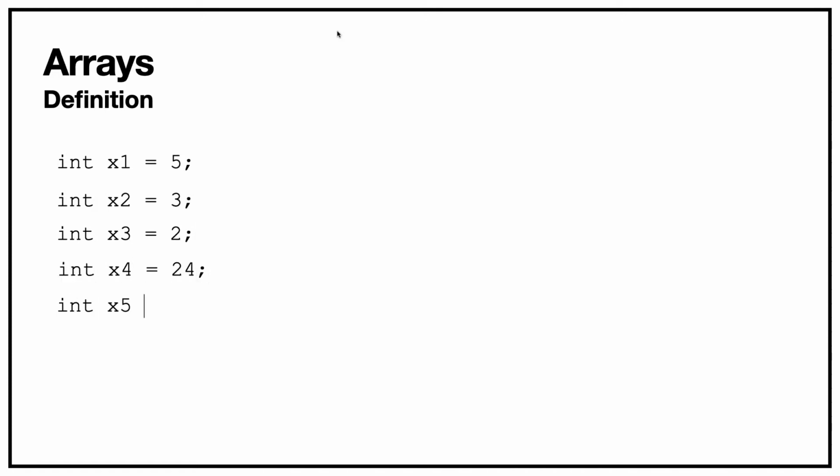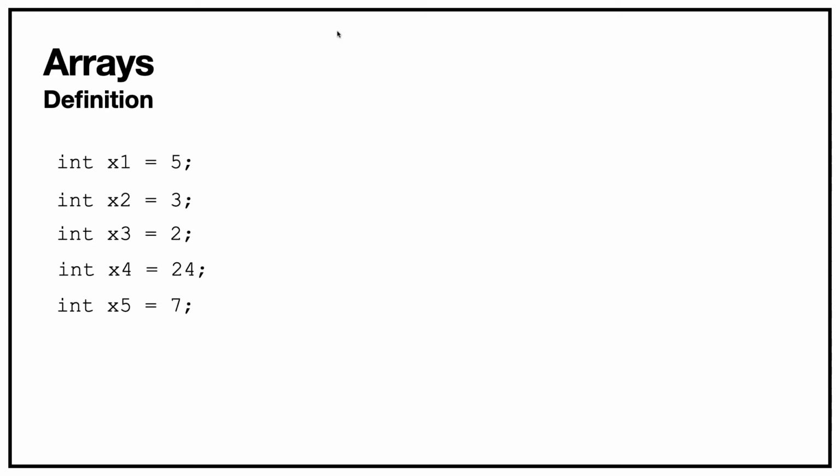So let us start by describing what exactly we need when we store some variables. Suppose that we declare a couple of variables, maybe x1, x2, x3, x4, and x5 with different integer values. This is how we've been storing information for the past weeks. The problem is that when we start to introduce more variables, it's a little bit difficult to handle.